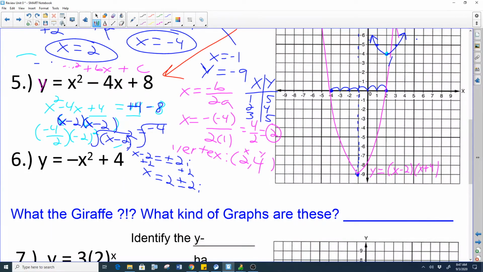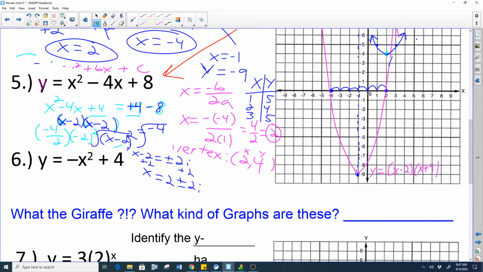Okay, number 6, go and try number 6. It's just negative x squared plus 4. It's actually going to be pretty easy because we could use a transformation on this one and not have to plug anything in or factor anything. You can just look at that and know. I love this one, number 6. Again, it's negative x squared plus 4.